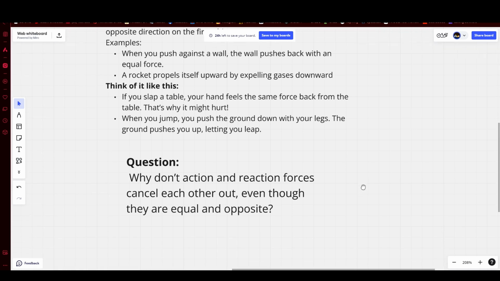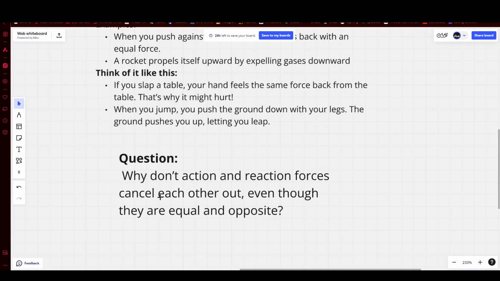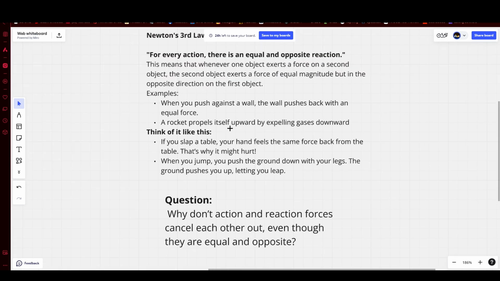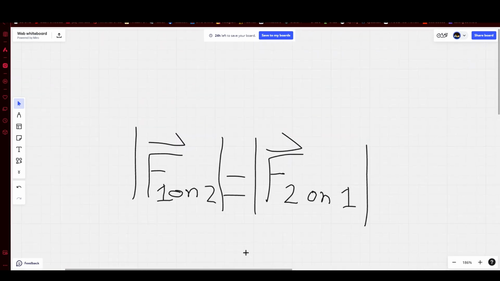So, I have a question for you guys. Why don't action and reaction forces cancel each other out, even though they are equal and opposite? Just think about this. Now let's go up over here.